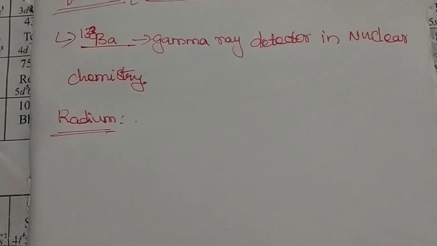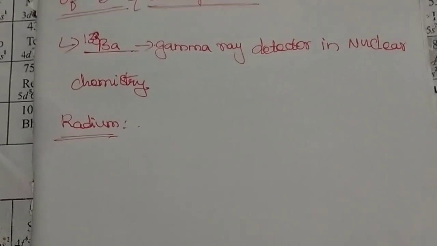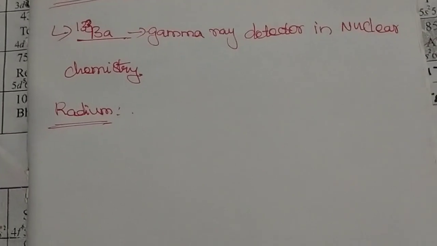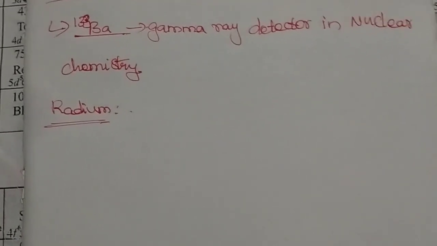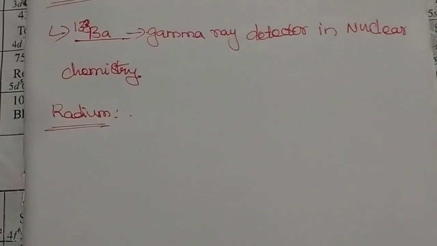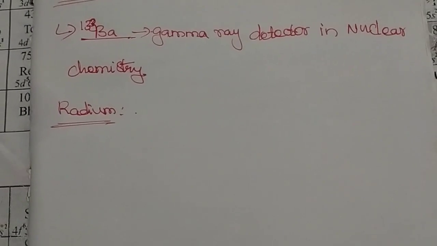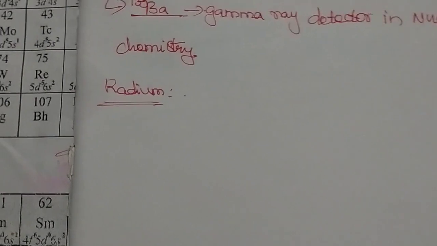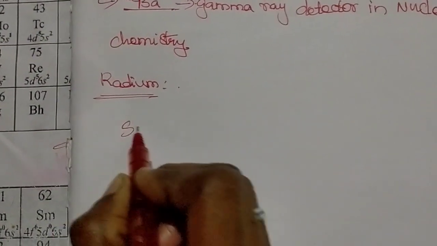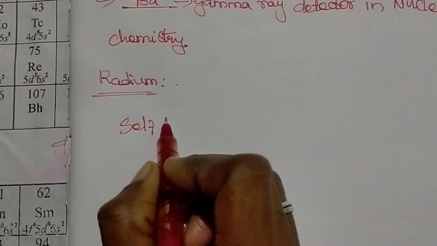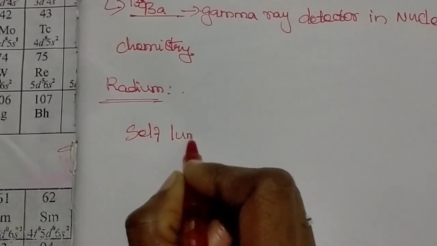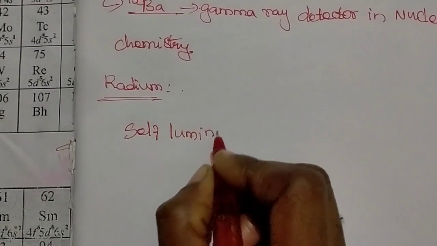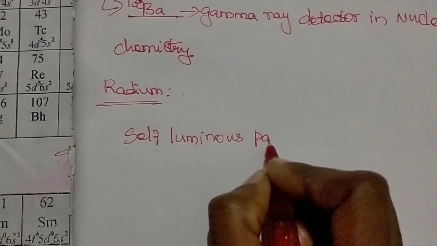Using this self-luminous character, radium is used as paint for watches, nuclear panels, aircraft switches, clocks and instrument dials. So it is used as self-luminous paint.